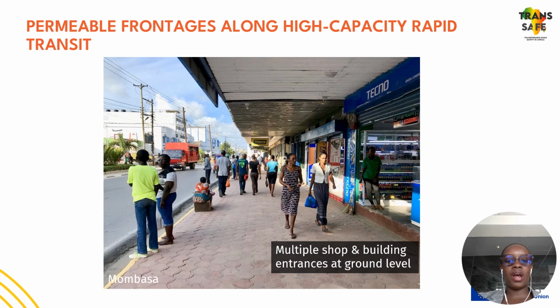So again, permeable frontages along high-capacity rapid transit. We have multiple shop and building entrances at ground level, and that shows that the area has a lot of activity. And also, permeable frontages make the streets much safer, lively and more livable, as opposed to when the developments along the rapid transit systems are turning their backs towards the system.